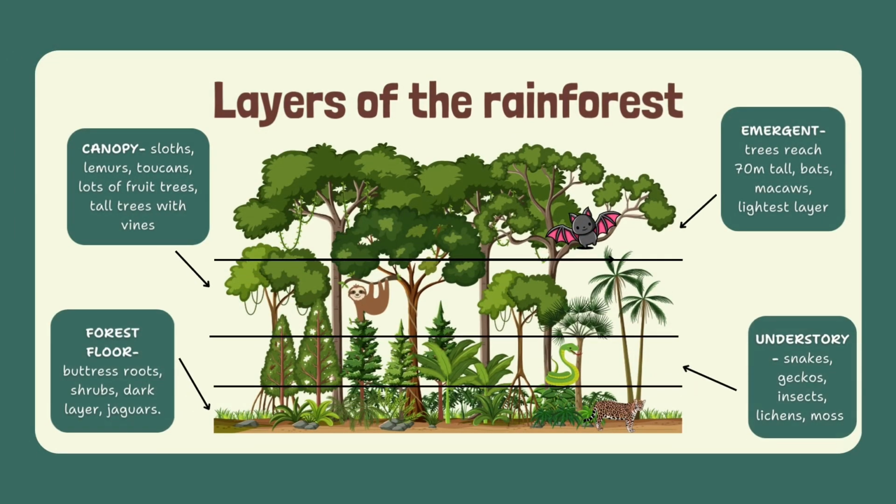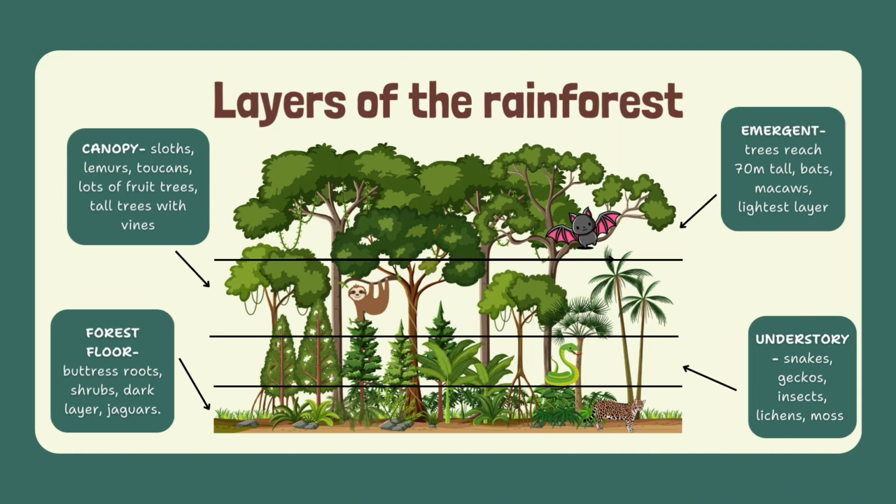The image shows the 4 layers of the rainforest and examples of vegetation and animals found in each layer. The bottom layer is called the forest floor. Here you'll find the buttress roots, which are overground roots to help stabilize tall trees, and a few shrubs. This layer is very dark as vegetation in the upper layers blocks the sunlight getting through, and you will find lots of predators such as jaguars and larger animals down here.